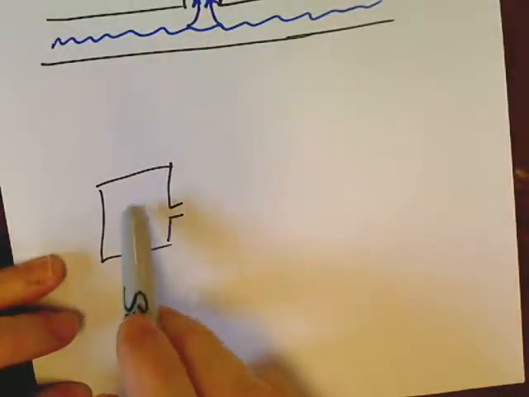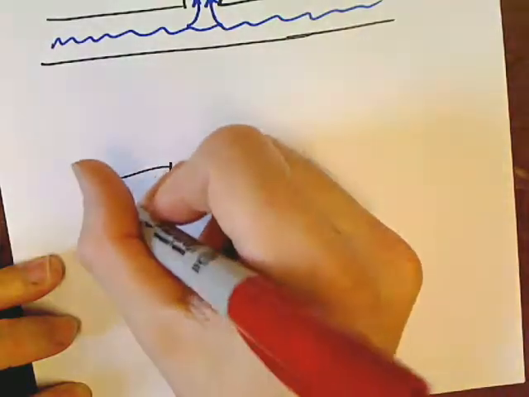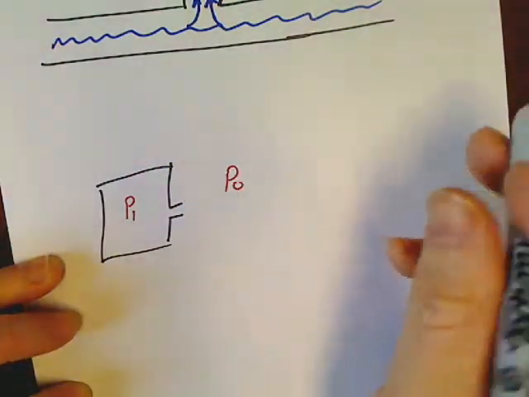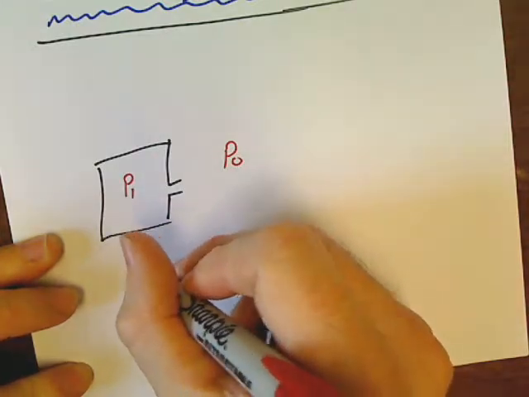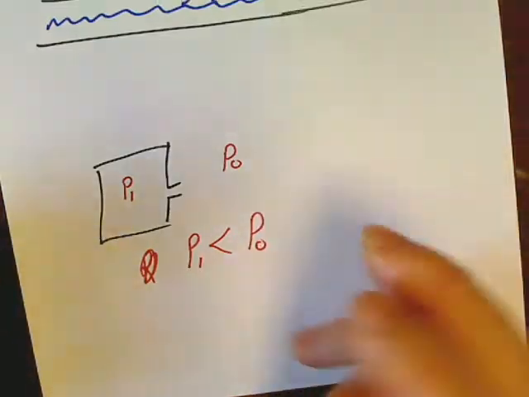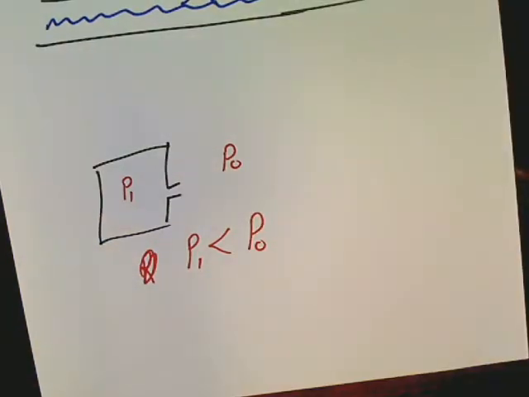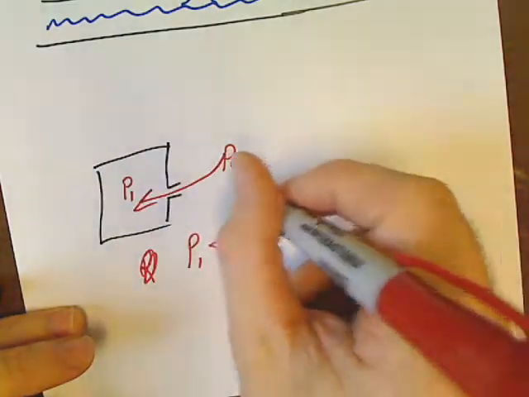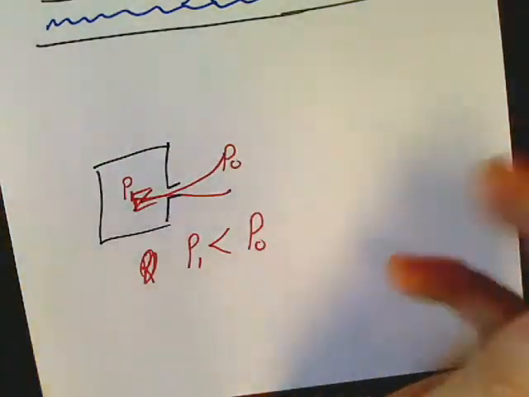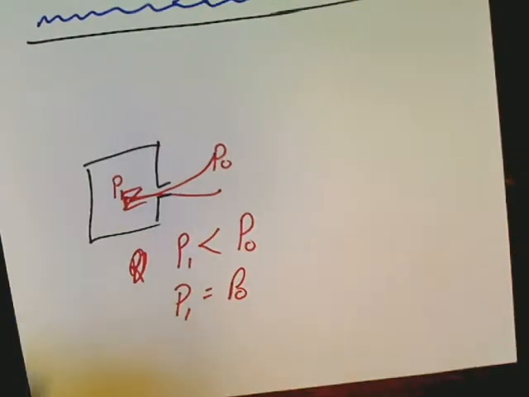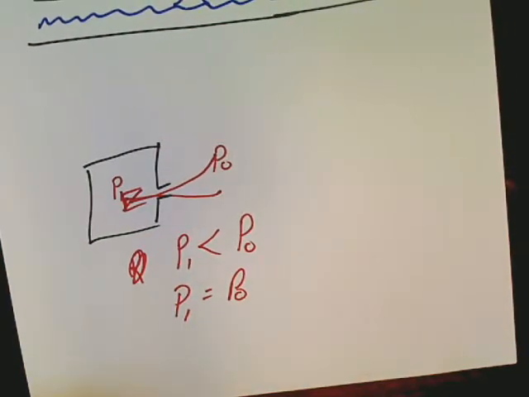What would happen if the pressure in here, we'll call it P1, and this is your PO out here? What would happen if P1 was less than PO? Well, if PO is the greater pressure, then you would create a vacuum and you would push air in until P1 became equal to PO.